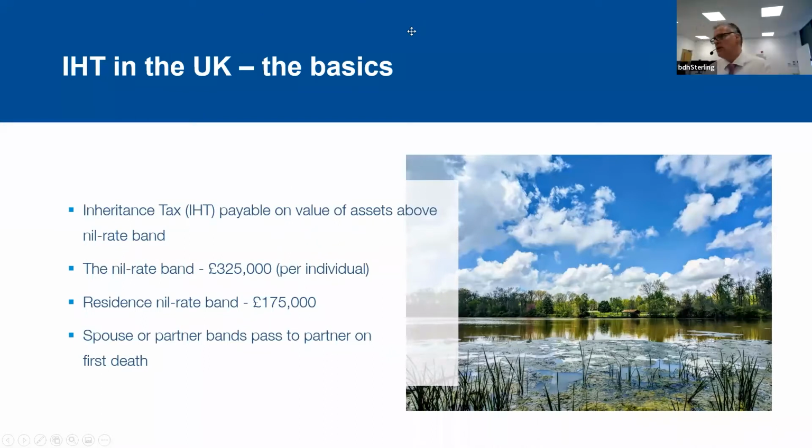Thank you, Paul. As I said earlier, good morning and good evening to everyone. If we can just start with the basics of inheritance tax in the UK. Inheritance tax is payable above a certain limit. That limit is called the nil rate band, which is currently £325,000 per individual. In addition, if you own your own property, there is a residence nil rate band of £175,000. So collectively per person, that's a £500,000 allowance for inheritance tax, and your spouse or partner, each of those bands can pass to each other on first death.